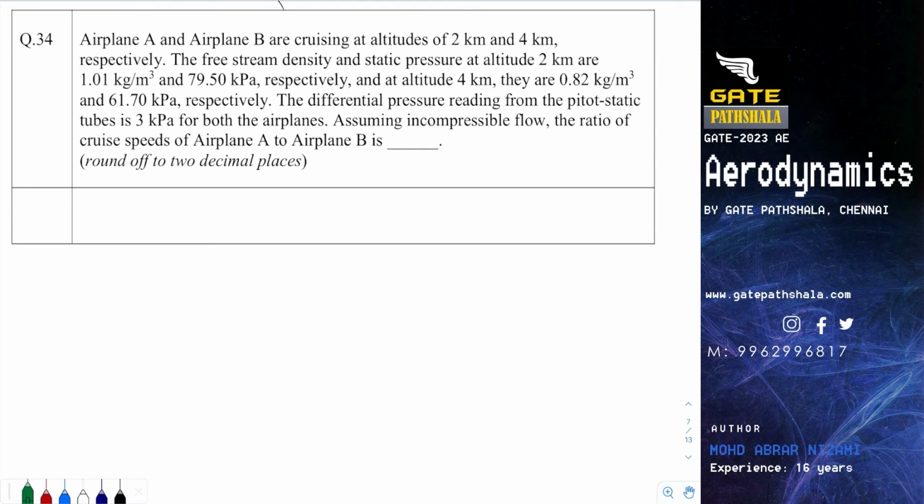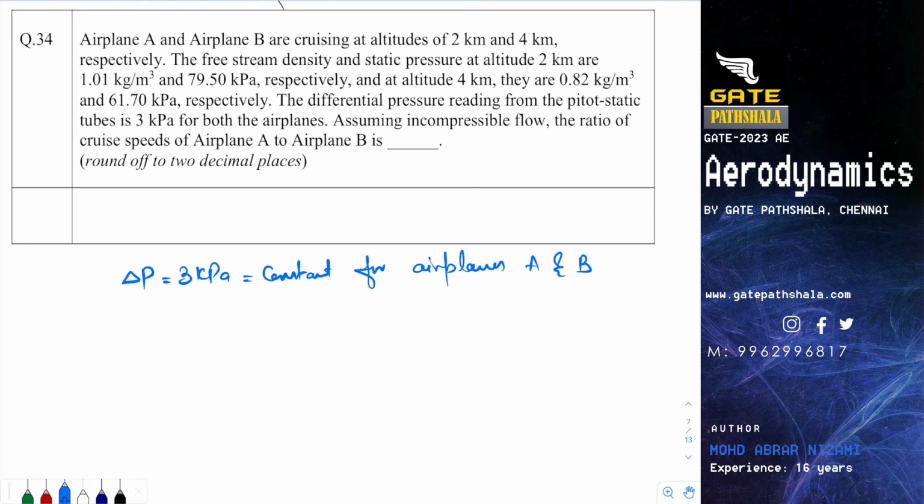Let's move on to question number 34. In this, airplane A and airplane B are cruising at altitudes of 2 km and 4 km respectively. The free stream density and static pressure are given at both the altitudes. The differential pressure reading from the pitot static tubes is 3 kPa. So the delta P that is given to you is 3 kilopascal for both the airplanes. So this is constant for both airplanes A and B. So this is same.